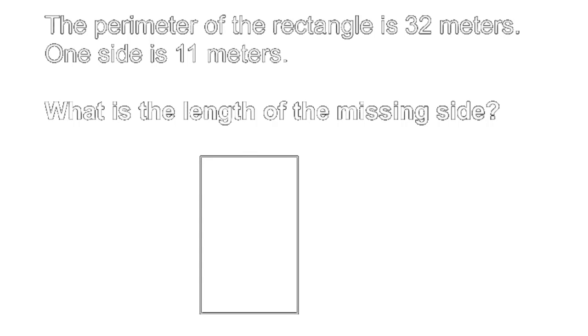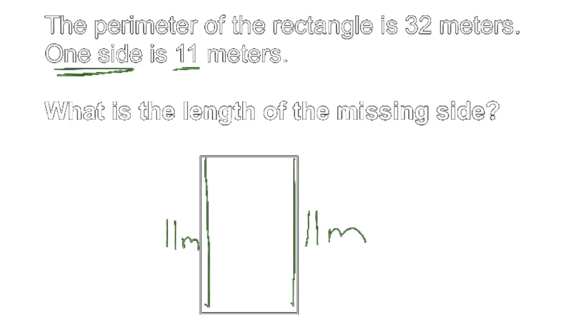And we know that one side is 11 meters. Because we know that this side is 11 meters, we also know that this side is 11 meters. On a rectangle, opposite sides are equal. So those two we know. But what we don't know are the top and the bottom. Those are the missing sides. So what are those side lengths?